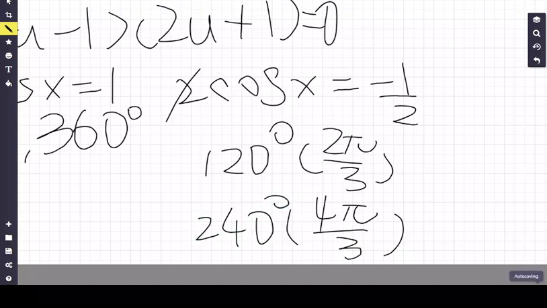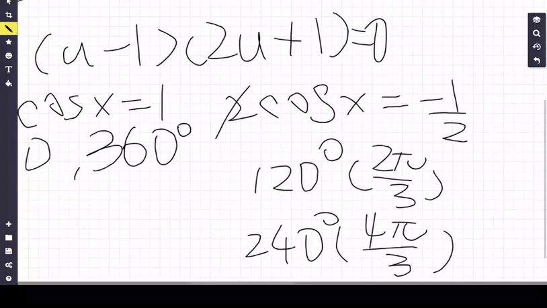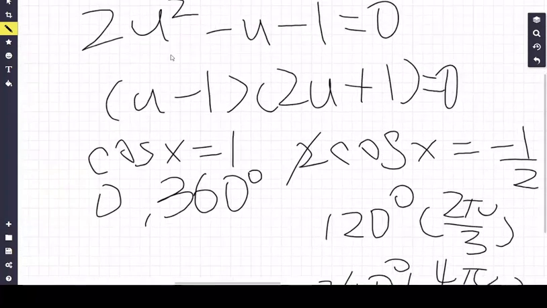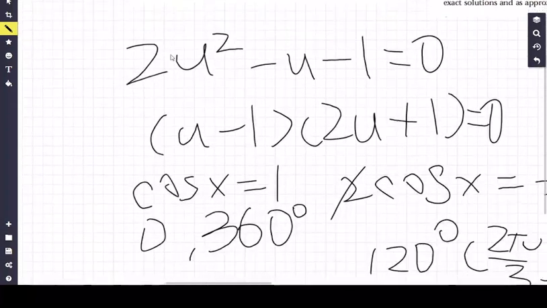Now, I want you to understand something. This is a quadratic equation. We're going to have 4 different answers. So please do not forget a single one, because if you forget a single one, you're out.